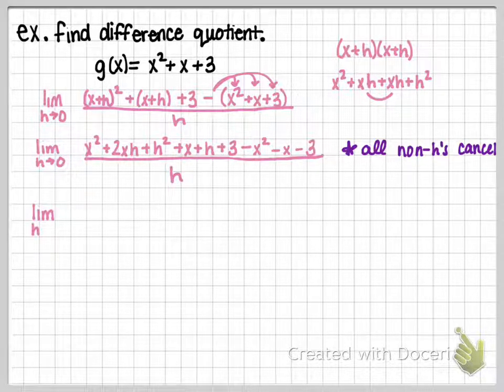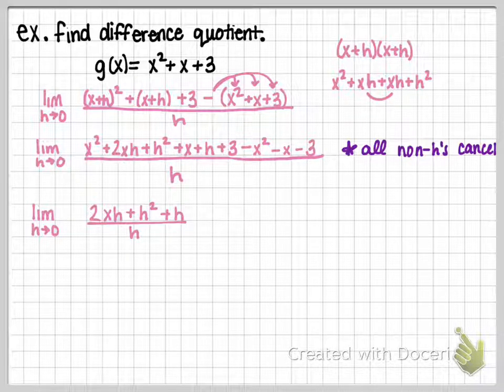So the limit as h approaches 0. Let's see. Good, my x squared cancels out, my x cancels out, and my 3 cancels out. Cool. So now I have 2xh plus h squared that's left over, and then I have another plus h, and then everything else added to 0. So all of that went over h.